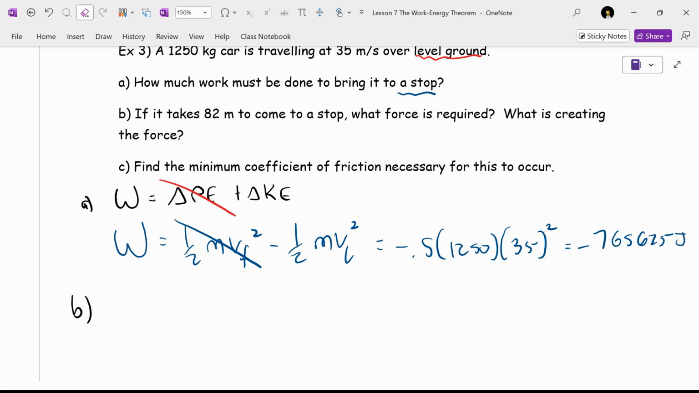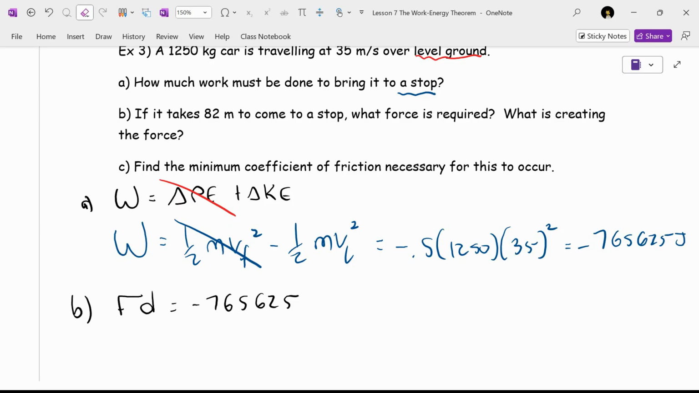Anna, what was the version of work that had an F in it? Yeah, you got to sit up and read something from 5 minutes ago, but I planted the seed. Okay, here's what I'm going to say. Force times distance equals -765,625. That's what I'm going to say.